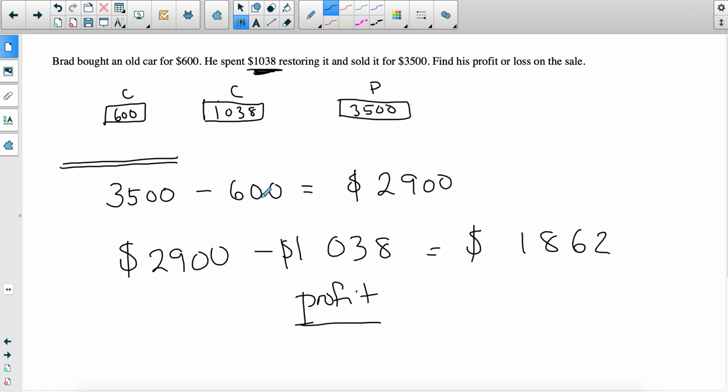So this is the profit he made. This is how much the car originally cost. So we're just considering the item on its own. But then we considered the cost of restoring it.